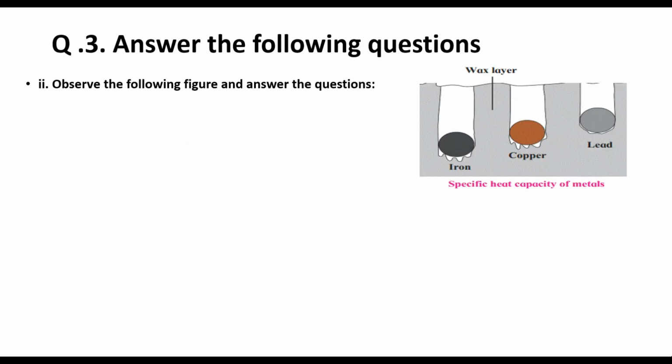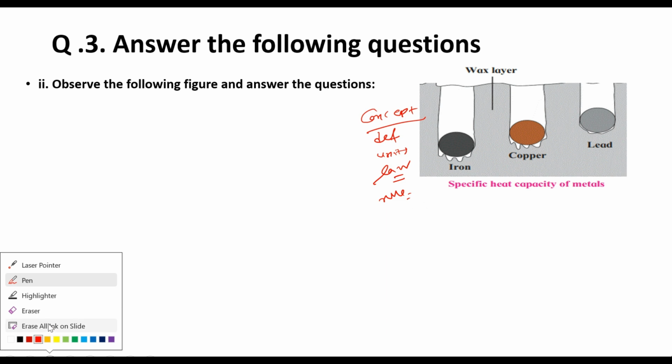Now move to the next question. Here again the question is, observe the diagram and answer the following questions. Keep in mind that whenever a question is asked based on observing a diagram, you should relate which concept is related to the diagram, its definition, then its units, and any law or rule, and include those while writing the answer to this particular question.